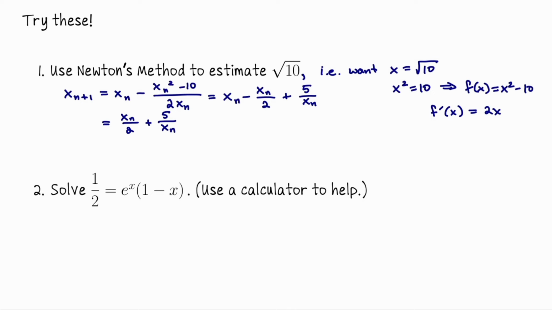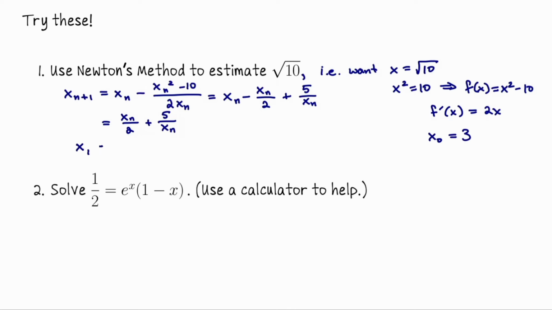Now let's figure out where we want to start our computation. We want to estimate the square root of 10, which is fairly close to the square root of 9, which is 3. So x naught squared is 9 means x naught is 3. That will be where we start our computation.